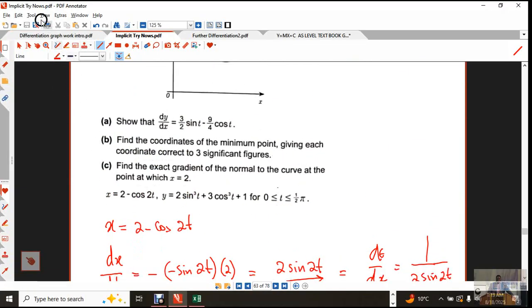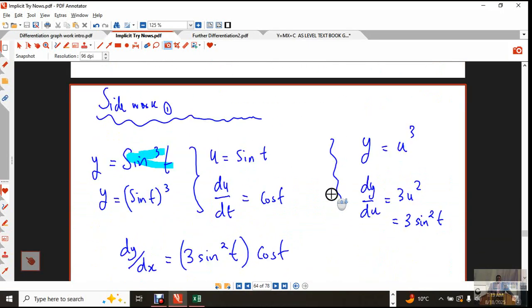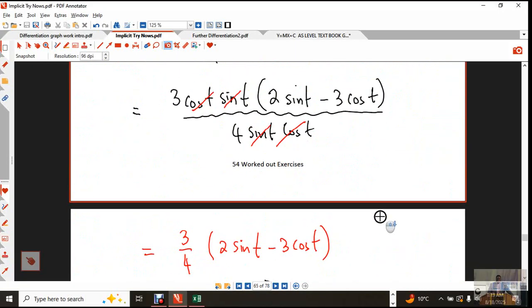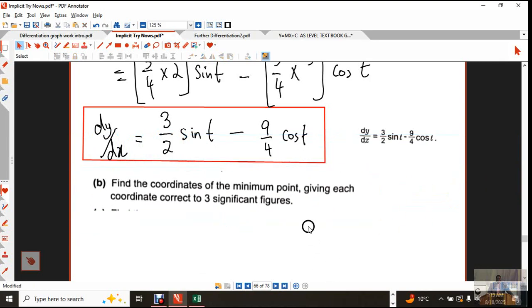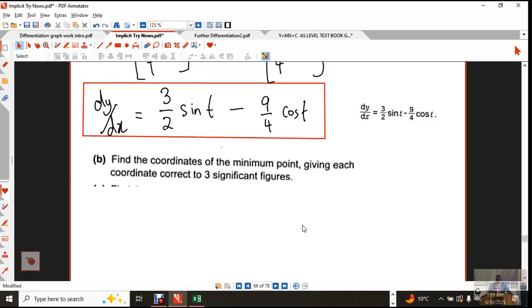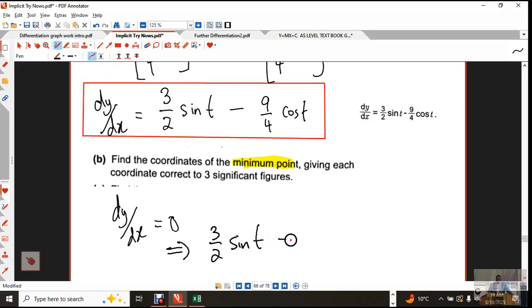So they want us to find B. They are saying find the coordinates of the minimum point, giving each to 3 significant figures. So the minimum point is the point where dy/dx is equal to 0, or the gradient that we have just calculated is equal to 0. When you look at part B, the minimum point they are referring to is where dy/dx is equal to 0. So we'll be taking our gradient function, which is 3 over 2 sine of t minus 9 over 4 cosine of t, and we're going to let that equal to 0.